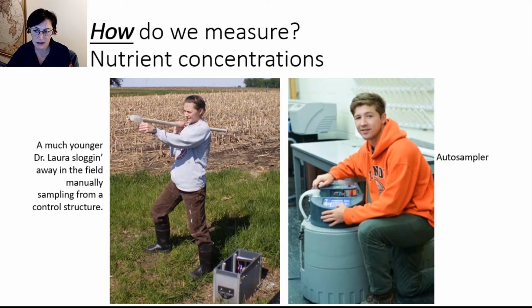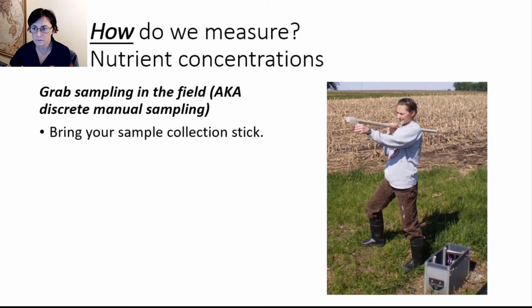There's two basic ways to do this sampling: by hand, which you see in the picture on the left, or using automated sampling equipment, which you see on the right. The selection of the method, how you collect your samples, obviously depends on the goals of your monitoring. It also depends on your resources, not just money, but also available labor and time and personnel.